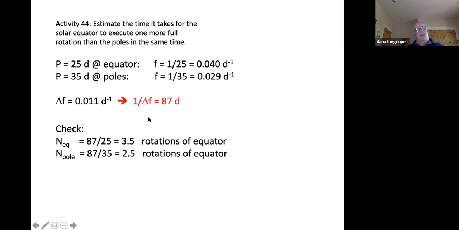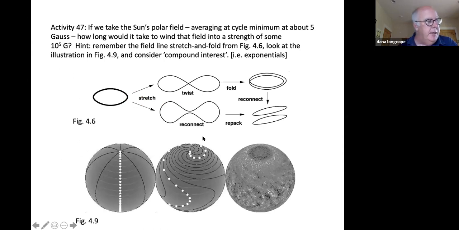Okay, so write this number down, because I think we are ready to break up into groups. I want you to look at activity 47 if you have not done it already. Or if you have, just go into your groups here and try to come up with an answer to the following question. If the sun's poloidal field starts out at 5 Gauss, so just take that as the north-south field, how long would it take to stretch that into a 100,000 Gauss toroidal field?